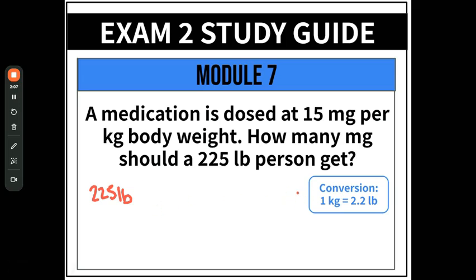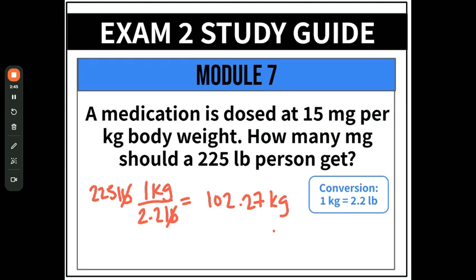So from our conversion chart over here, we know that 2.2 pounds are equal to 1 kilogram. Pounds will cancel, and when I do that, I get 102.27 kilograms. Okay, and this information is going to be on a formula chart that is going to be available to you during the exam. So feel free to have it handy whenever you're working on these problems, just to kind of mimic the exam a little bit.